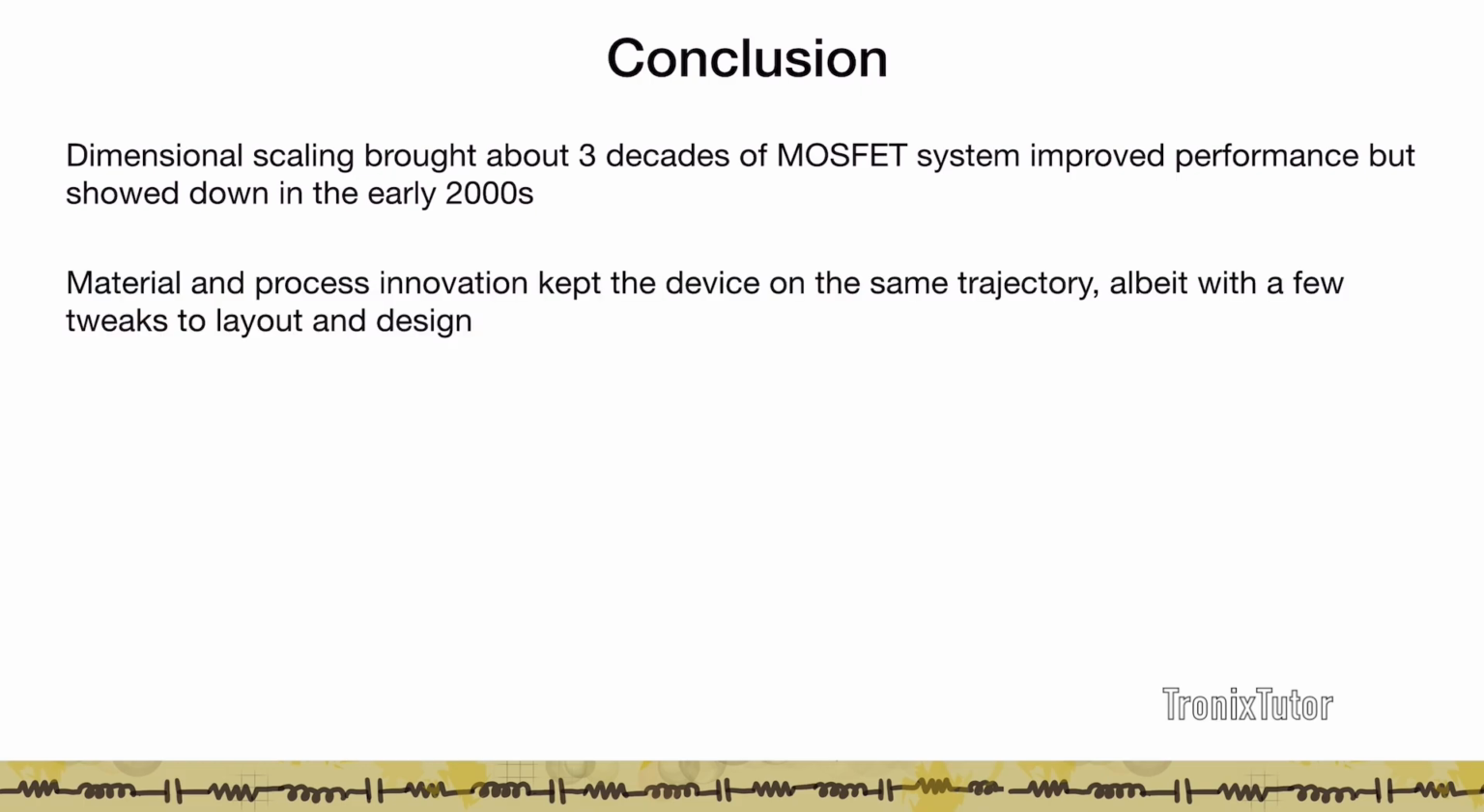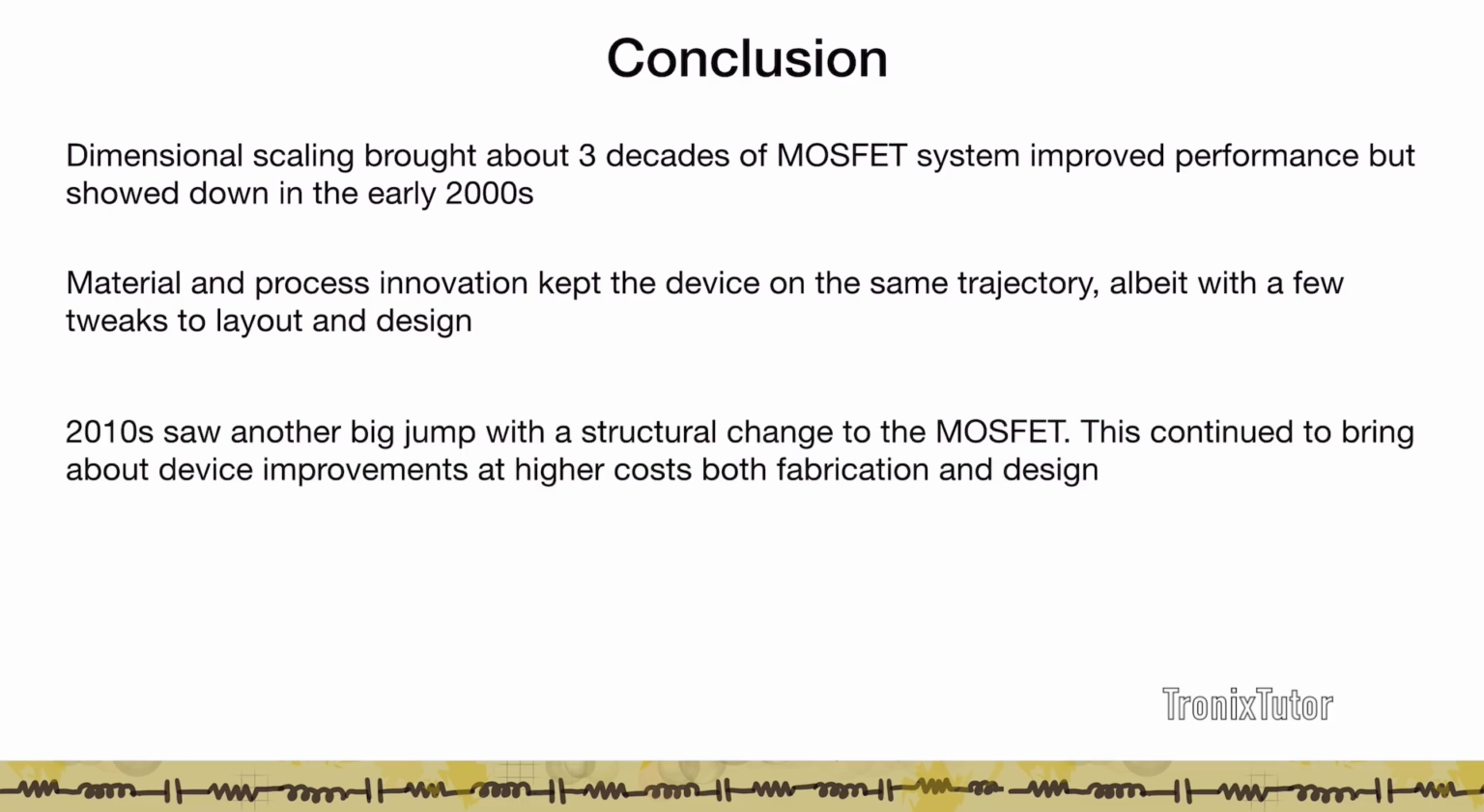However, that scale was reduced in the early 2000s. Material and process innovation continued, keeping the device performance on the same trajectory, although these inventions ended up causing tweaks to layout and design. So all those parameters became important for a designer.